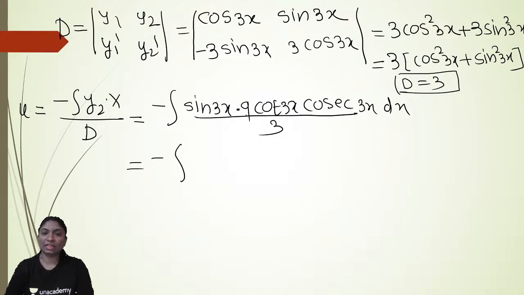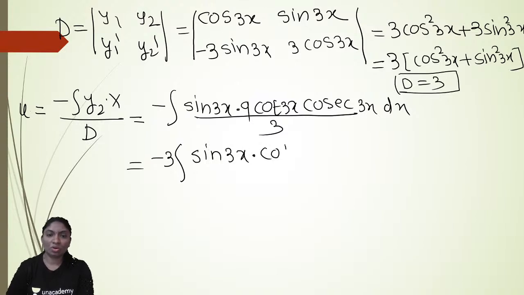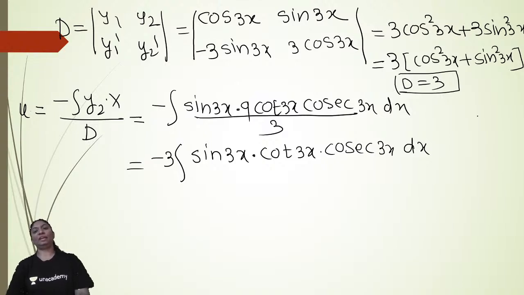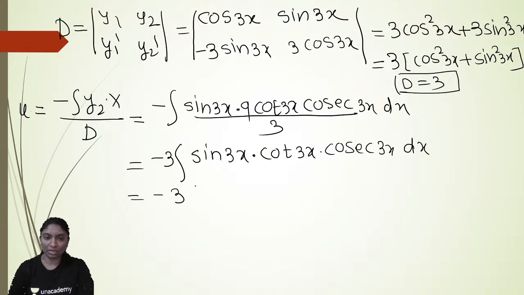Now see this 9, this 3. So 3 threes are 9, so I am taking 3 outside. Now sin 3x into cot 3x into cosec 3x dx. Okay, in a very simplified manner we will write here: minus 3 into integral of, now if you observe here, sin 3x and cot 3x and cosec 3x.